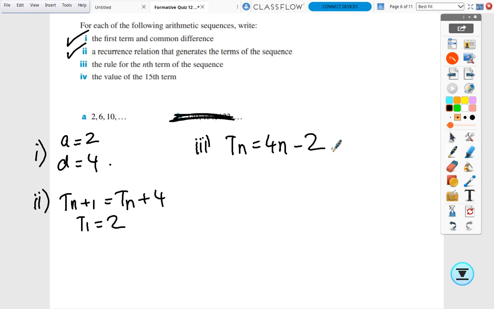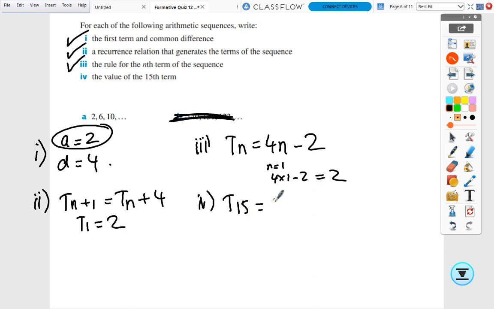Again, you can always put in n equals 1 as a test, so 4 times 1 minus 2 equals 2, and it has to equal that number. Okay, so that's that one, and part 4, T15 equals 4 times 15 minus 2 equals 58. Okay, and done. Come across when you're ready.